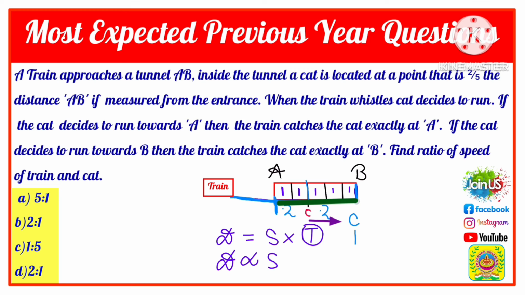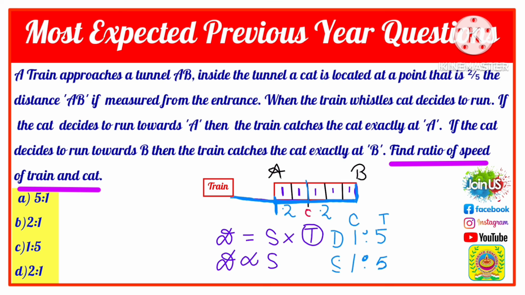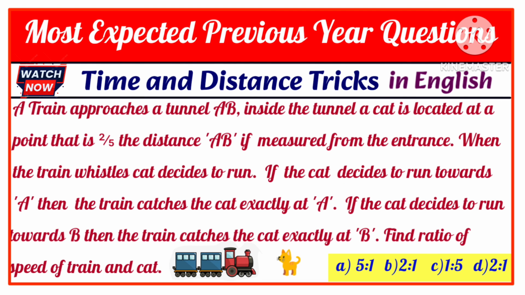So this 1 unit is covered by the cat. At that given time, the train is covering the distance from A to B, that is 5 units of distance. So we got the ratio of their distance, and this will be the ratio of their speed, as I have explained before. Now before marking the answer, you need to see that the ratio of the speed of train and cat is first train then cat. So accordingly, option A, 5:1, will be your correct answer over here.